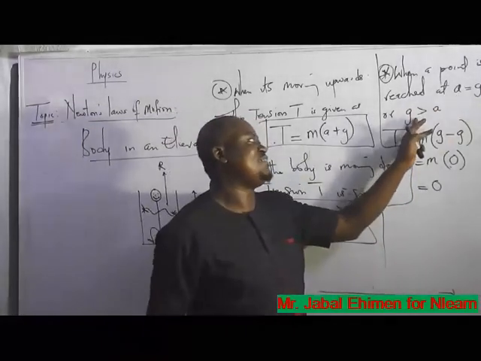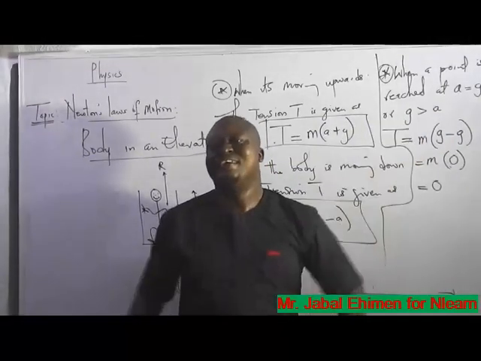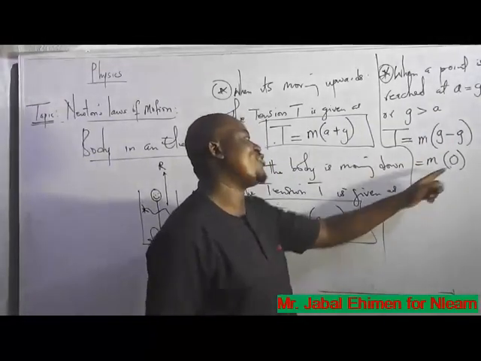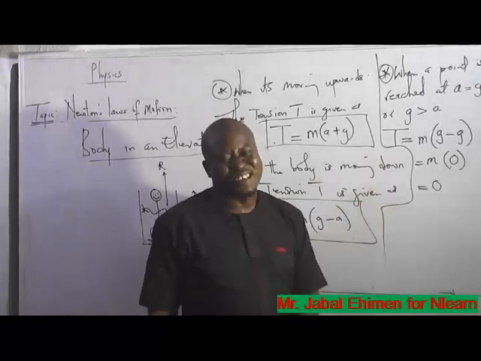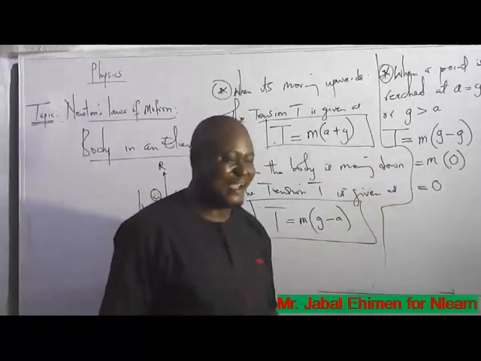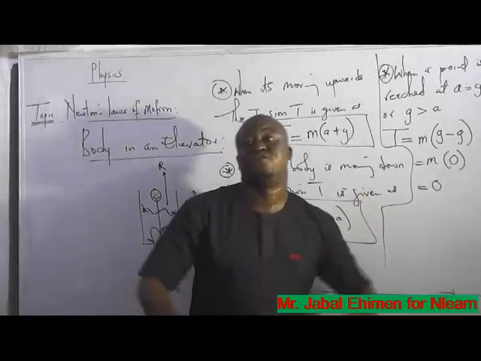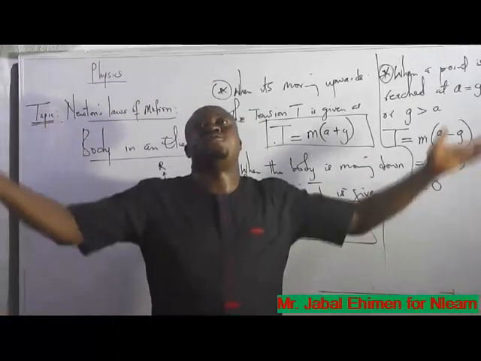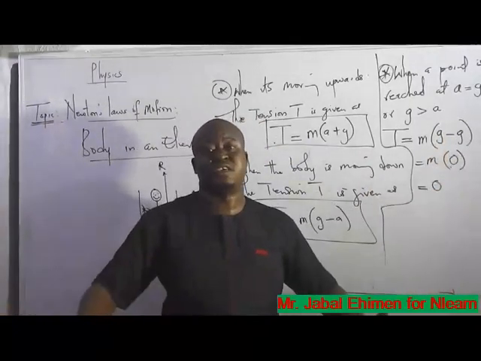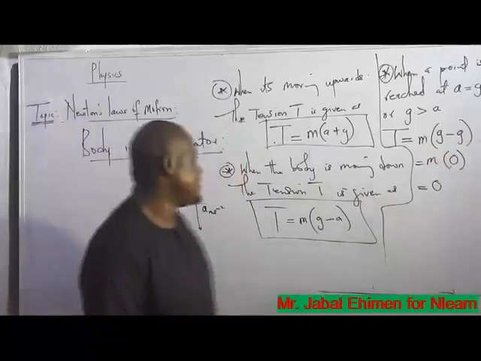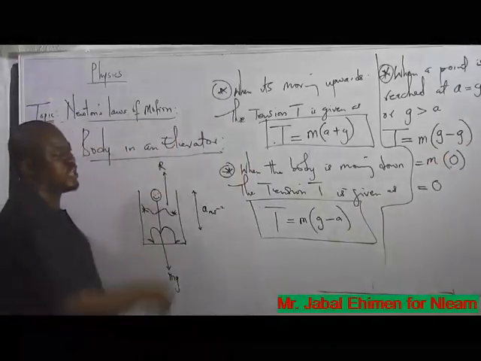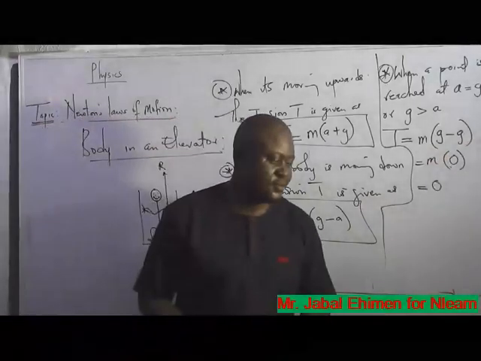But sometimes G can be greater than A, meaning it's not going to be even 0. It's going to be less than 0, which becomes negative. And at that point, you have reached a point where you start floating because you are completely weightless. So that is the principle of a body in an elevator.